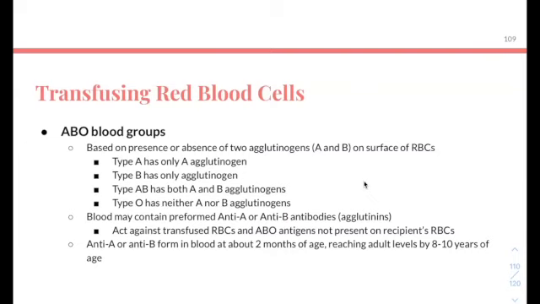So blood can contain preformed anti-A or anti-B antibodies. They act against the transfused red blood cells of the ABO antigens not present in the recipient's red blood cells. So anti-A or anti-B form in the blood about 2 months of age, and by 8 to 10 years of age, they're at adult levels. So by 8 to 10 years of age, you really have to match up the blood type.